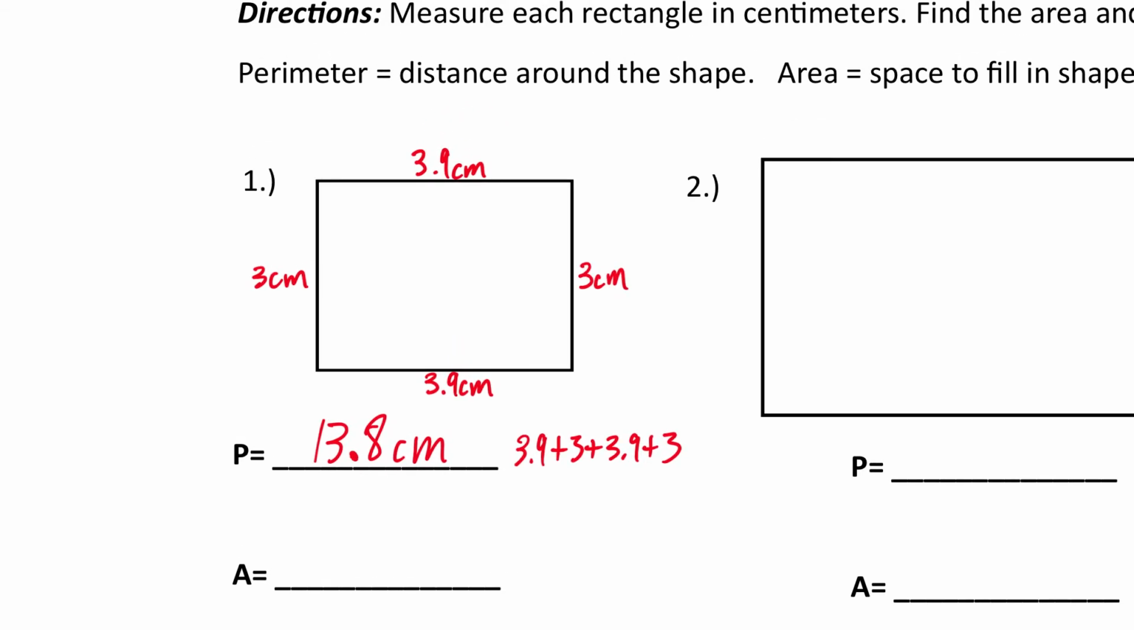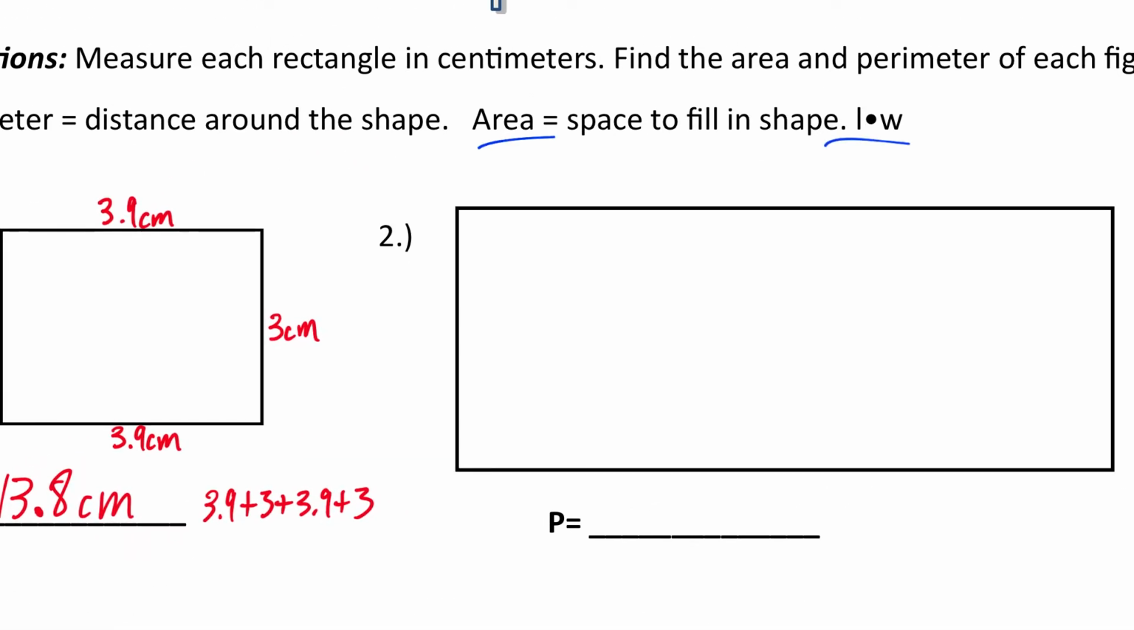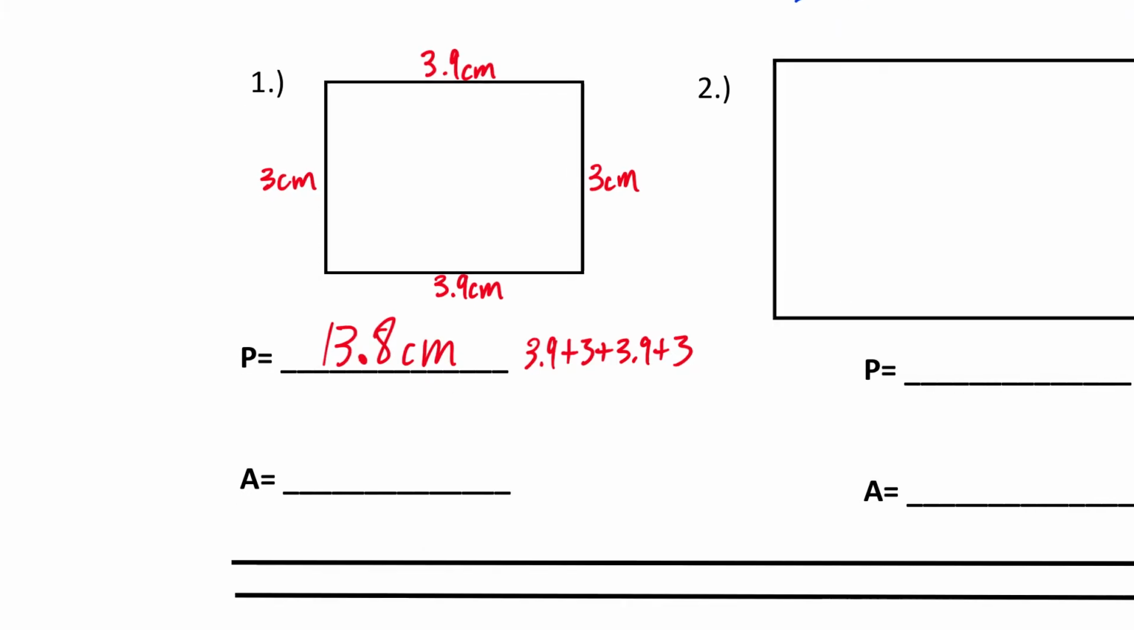Now for the area, the area of a rectangle is just length times width. So we're just going to go 3.9 times 3, which is going to be what? Okay, 11.7. We'll talk more about this as we go through this unit, but this is 11.7 square centimeters. When you're talking about area, the units are squared, because that's literally what it means: how many square centimeters it takes to fill this thing up.